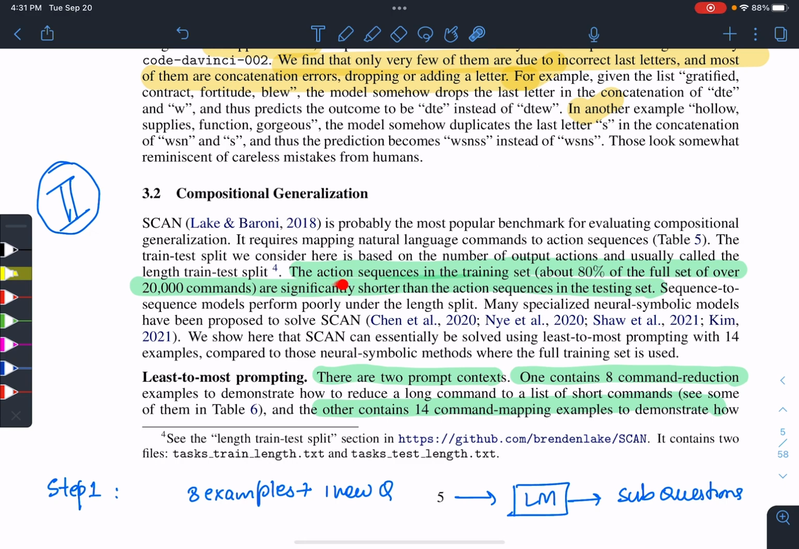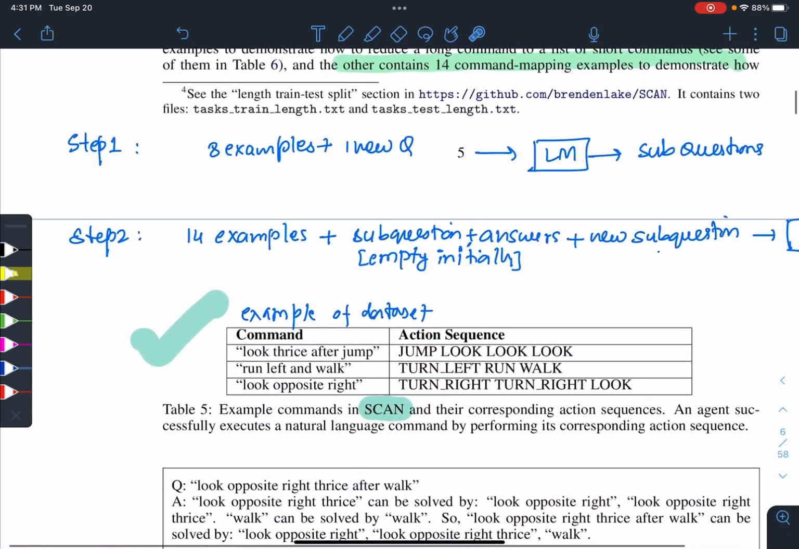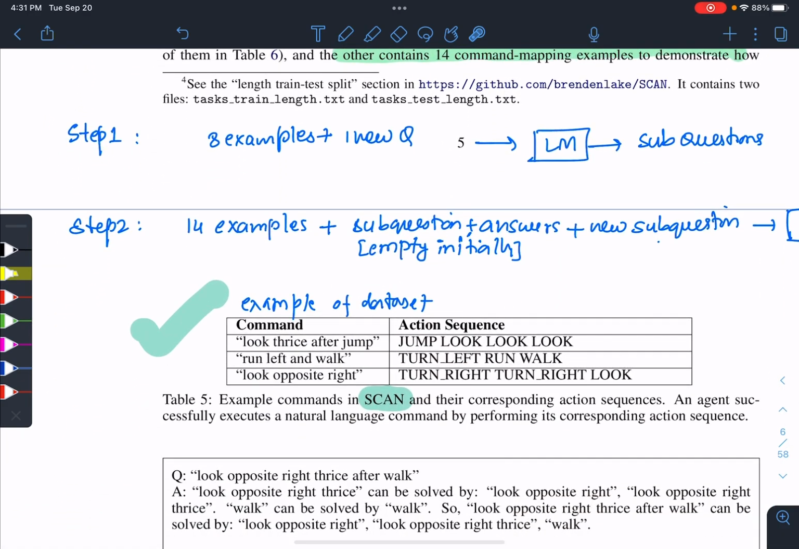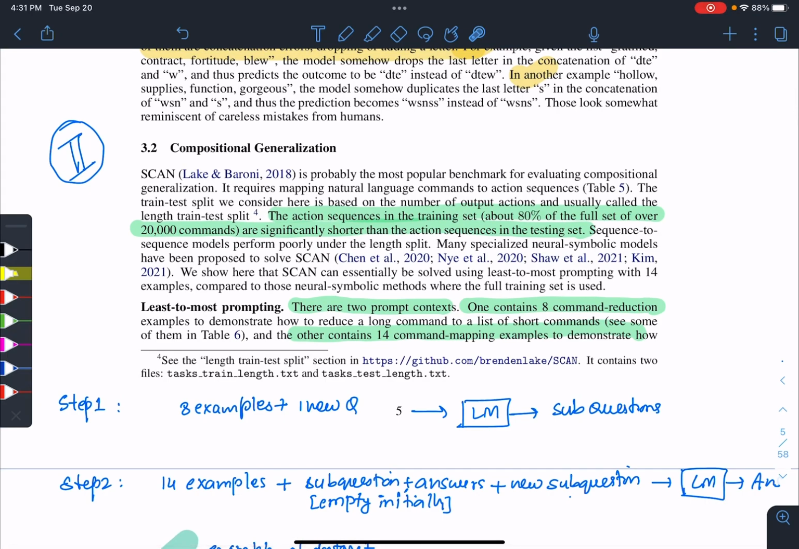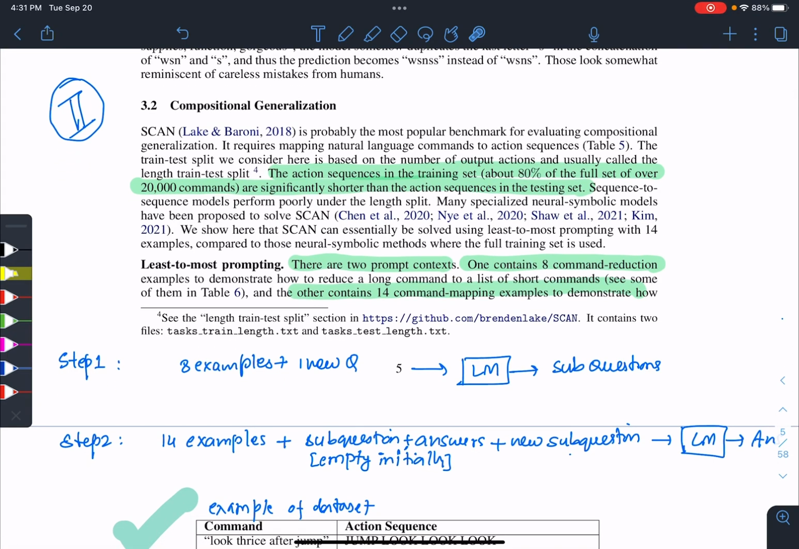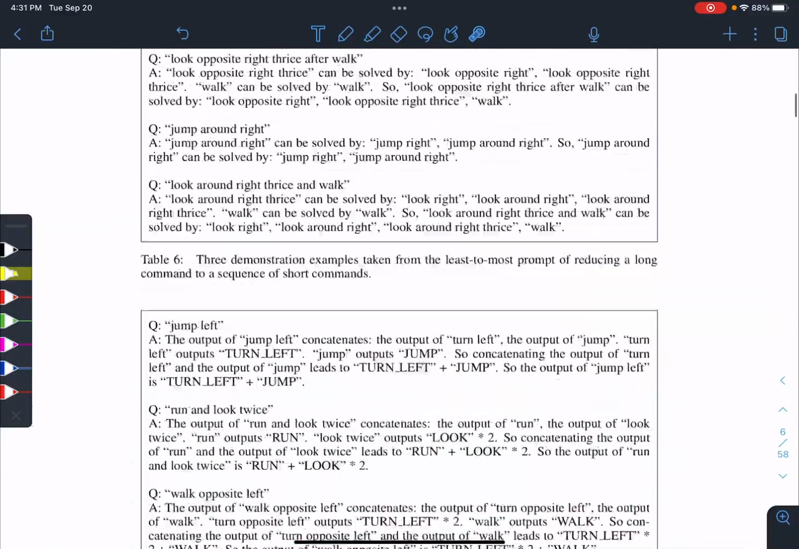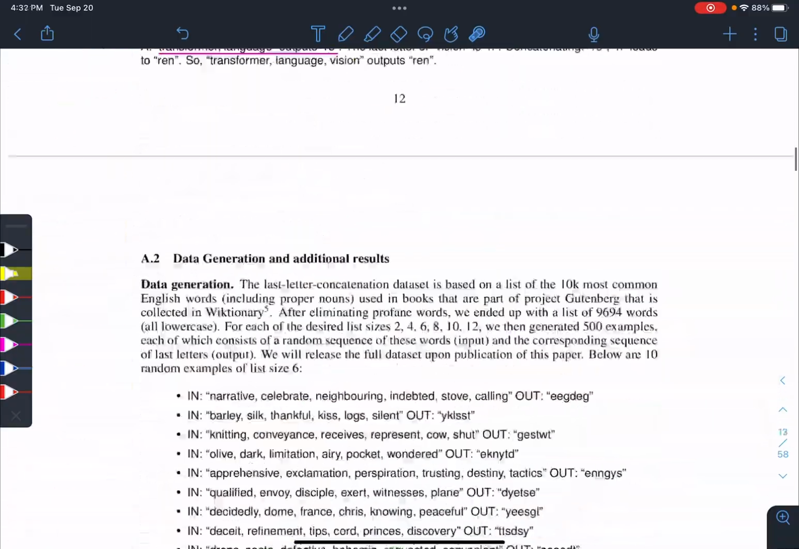Why they chose it: the action sequences in the training set, about 80% of the full set, are significantly shorter than the action sequences in the testing set. This is how the experiment setup looks. For step 1, they use 8 examples showing how it is reduced, plus one new question, and you get sub questions. Then you use these sub questions with 14 examples to get the final answer. I can show you how this looks. It should be in appendix B. Let's go there.